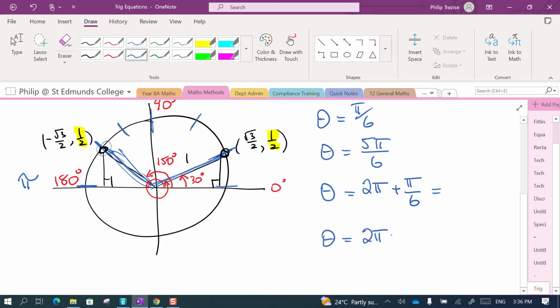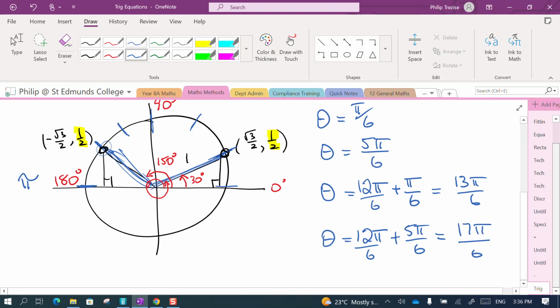And I could add 2 pi to the alternate answer. So adding that, that would be the same as 12 pi/6. 12 plus 1 is 13 pi/6. This one would be the same as 12 pi/6. 12 plus 5 is 17 pi/6. So there's my 4 answers. If I went any further, I would be beyond 4 pi. Remember, the question said we wanted the answers to be within the interval 0 to 4 pi.